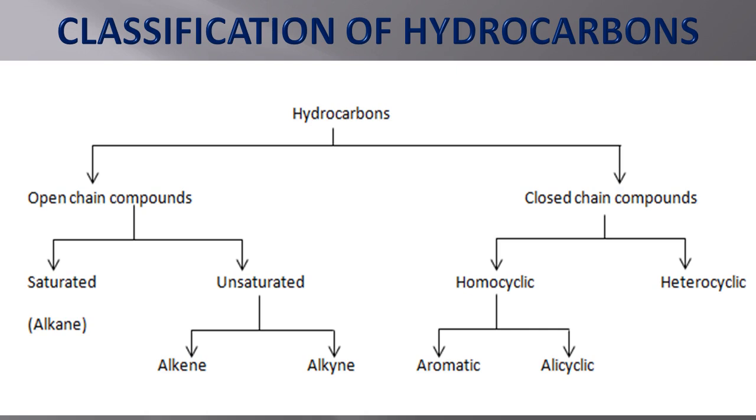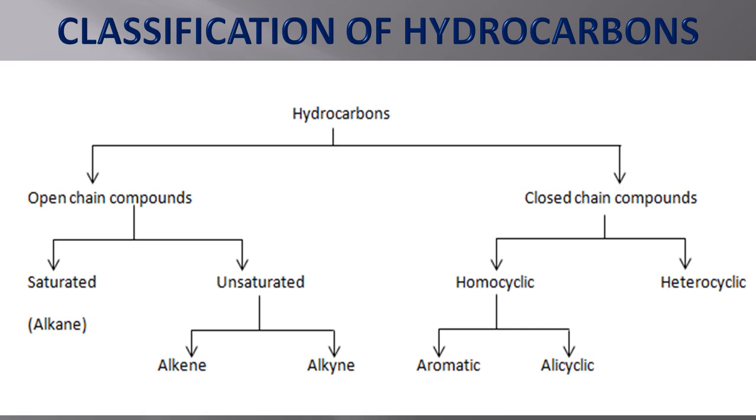Saturated hydrocarbons are always represented by single bonds, whereas unsaturated hydrocarbons will always have double bonds and triple bonds between the carbon atoms. So saturated hydrocarbons are represented by a class known as alkane. Unsaturated hydrocarbons are represented by 2 classes, that is alkene and alkyne. Now in the closed chain compounds, again there are 2 categories, homocyclic and heterocyclic.